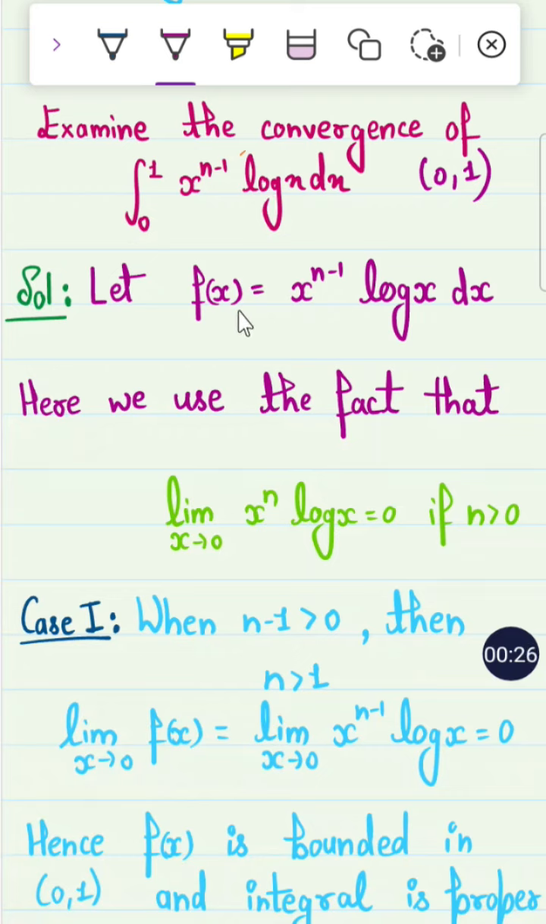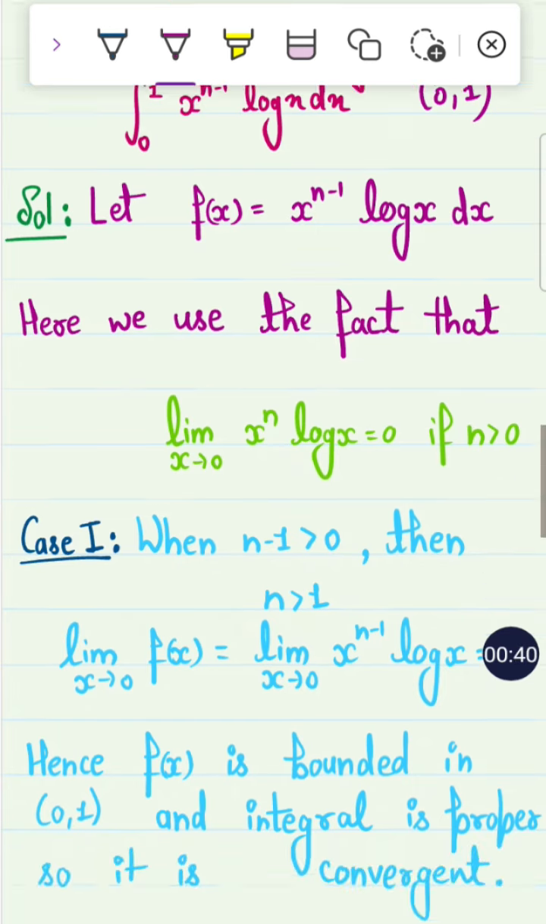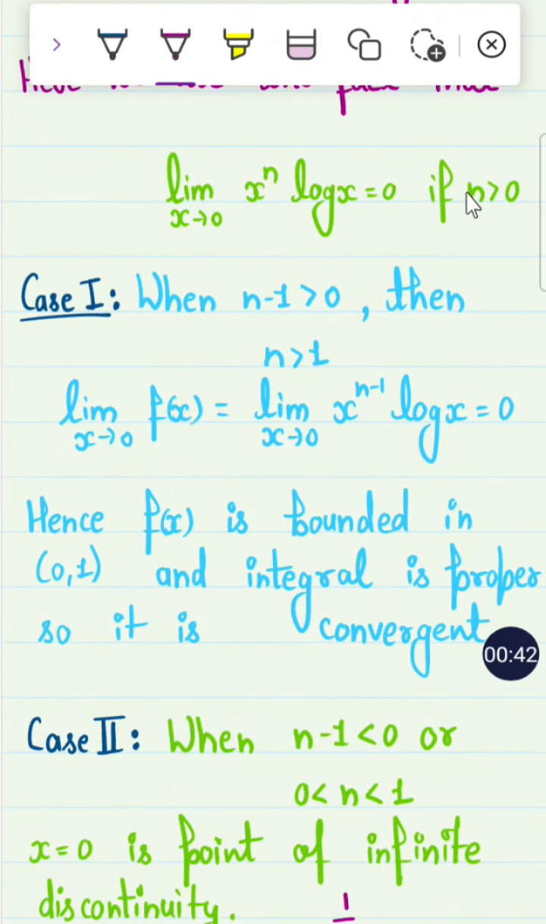Let f(x) equal x to the power n minus 1 log x. We use the fact that the limit of this converges to 0 if n is greater than 0. Now when n is greater than 0, then the limit is 0, but when n is less than 0, then it goes to 1 over x type, and then the function's limit does not exist. So we can take cases for solving this integral, right?